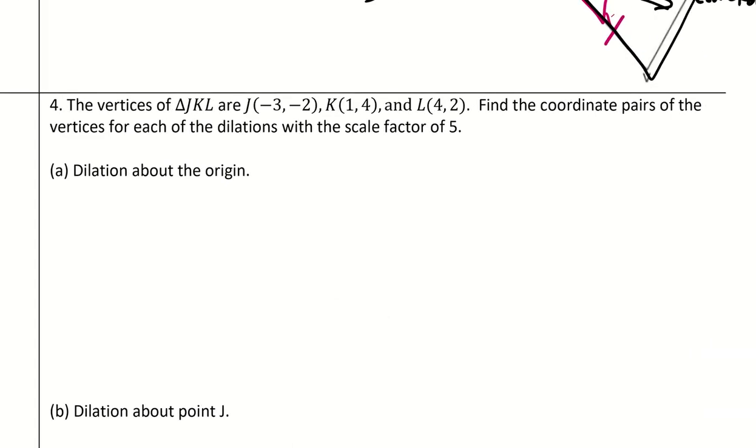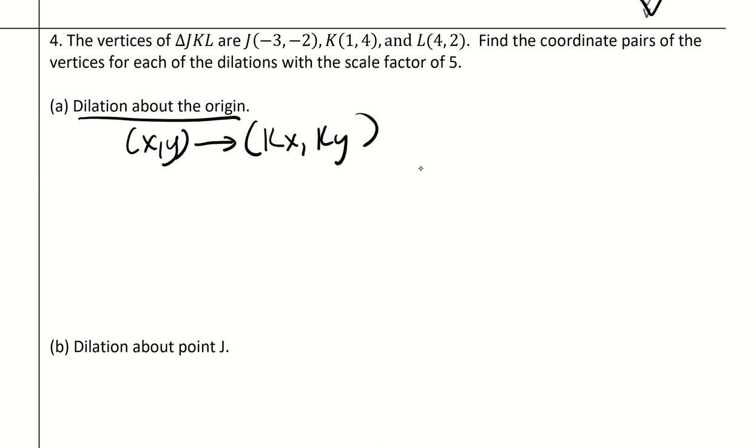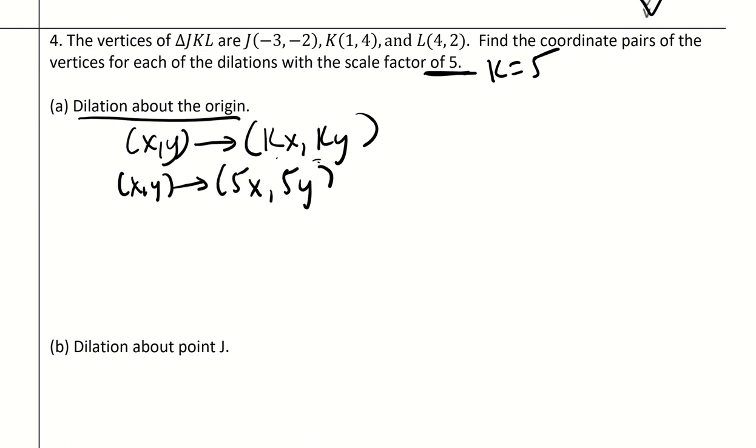Number 4. The vertices of triangle JKL are given. Find the coordinate pairs of the vertices for each of the dilations with a scale factor of 5. All right, so for the dilation about the origin, I'm going to give you the rule. Dilation about the origin, the rule is you multiply by the scale factor K. K is, in this case, 5. So the rule is going to be 5x and then 5y.